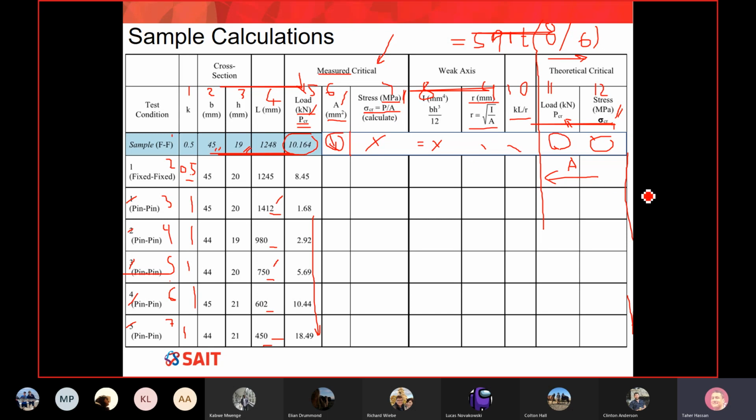So in this case, what will be the units of P? You're multiplying Newton per millimeter squared times millimeter squared. What are the units of P? Newtons. So please make sure that when you fill this table, you divide by 1,000, so you're getting your load in kilonewtons.